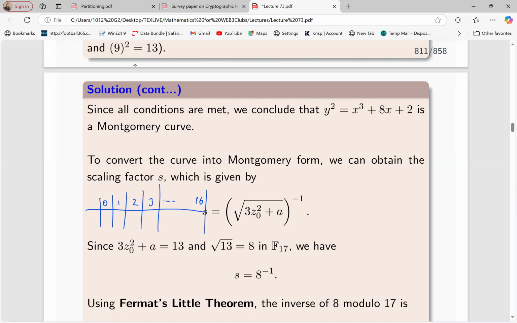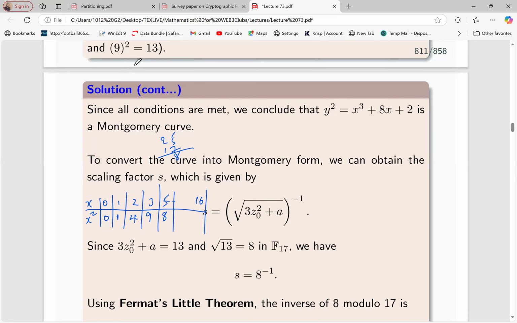Just square and see. So this is our x square. We just square them and see whether any of them gives us 13. 0 square, of course, does not. 1 square does not. 2 square does not. 3 square does not give us 13. So we proceed. 5 square will give us 25, and we are doing it mod 17. So 25 mod 17 is 8. Is it? Yeah, it's 8. 17 goes there once, the remainder is 8.